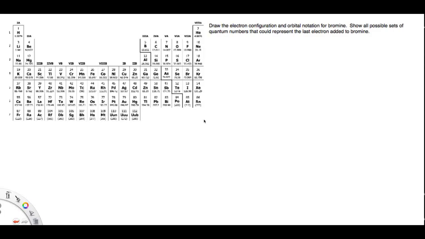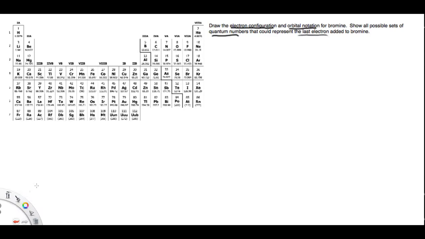Okay, we want to do three things. We want to draw the electron configuration, we want to draw the orbital notation, both for bromine, and then lastly, we're going to show all possible sets of quantum numbers that could represent the last electron added to bromine.